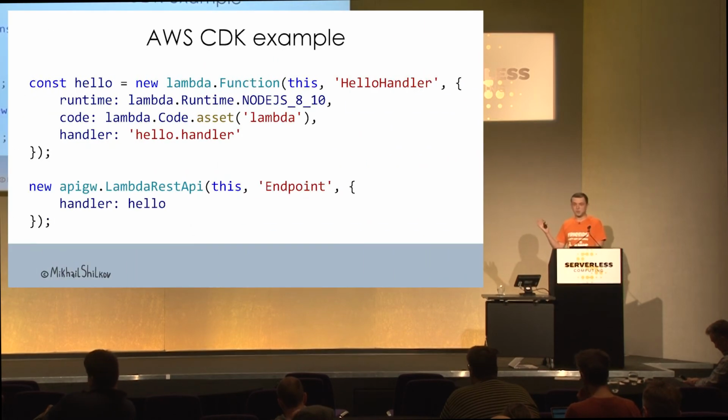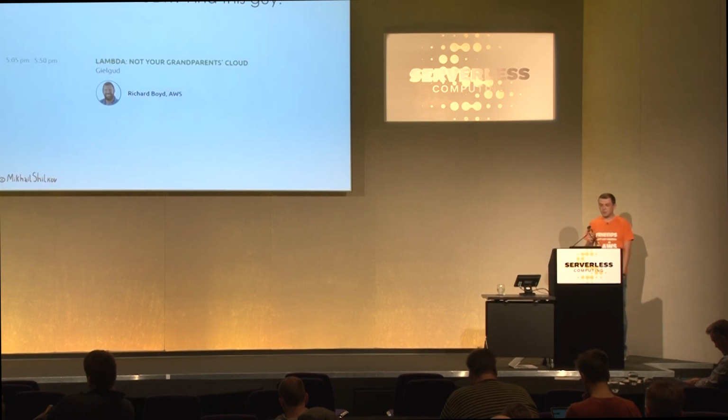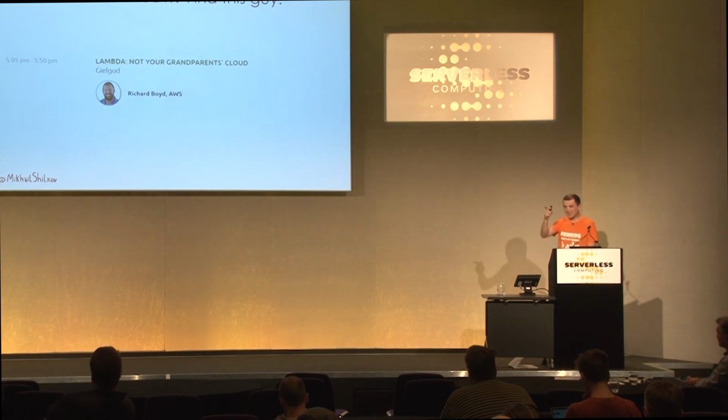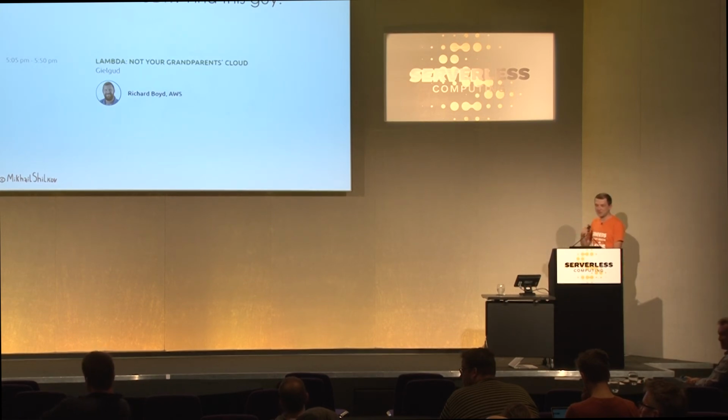But the code looks very much like the previous example that I showed. You create a new function, and that's a variable in your program, and then you can refer to this variable in other resource definitions, and thus define the trees. So if you want to know more about CDK, we have Richard Boyd from AWS right there. I'm not sure if your session is going to touch on CDK or not, but you can talk to Richard at lunchtime or something, and he will explain all about CDK, I believe.